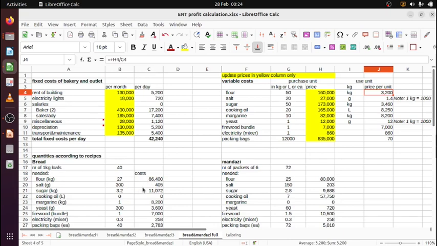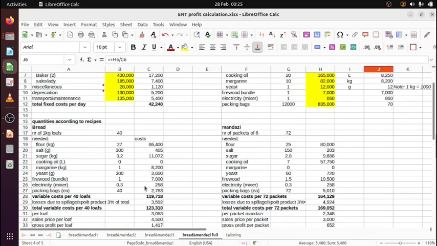And then of course for salt, let's take sugar, it's the same. It's 3.2. This cell, B21 over G6. Yes, so multiplied, not over.